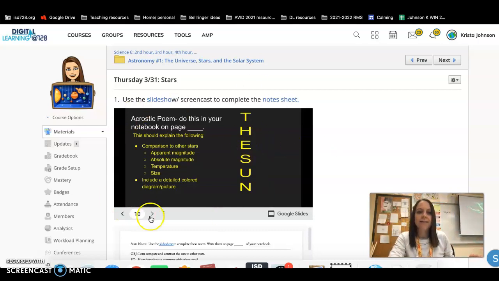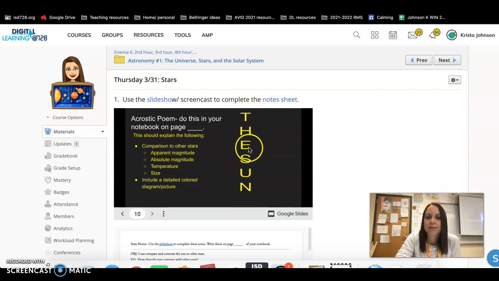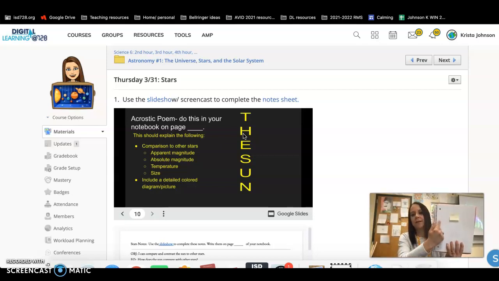Then on the very last slide of this slideshow, it talks about making an acrostic poem. So that type of poem is where you write the letters of something in a line like this going down the page. So on page 31 of your notebook, you'll write that. So you'll write the sun like it is on this slideshow here.